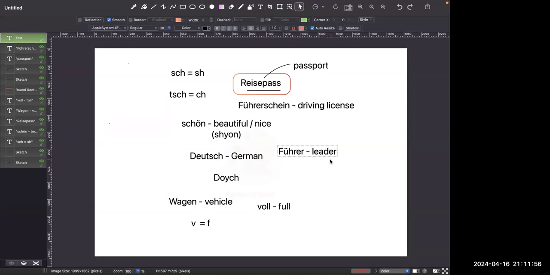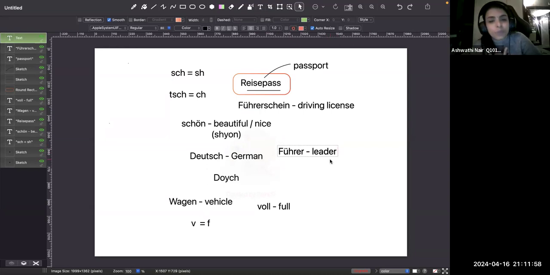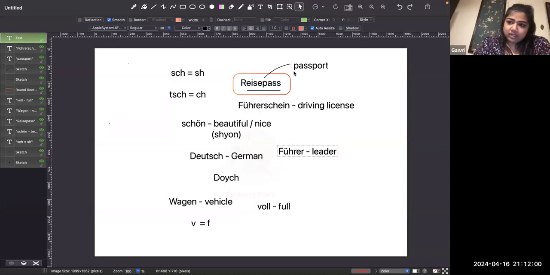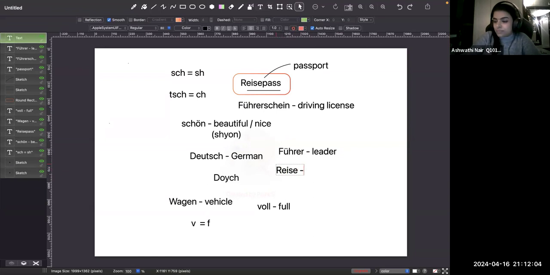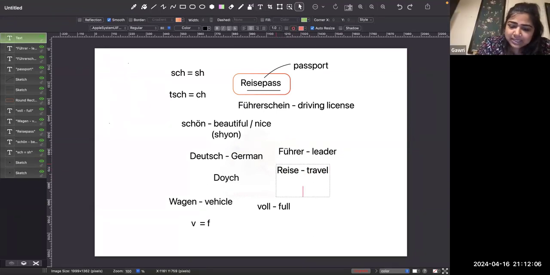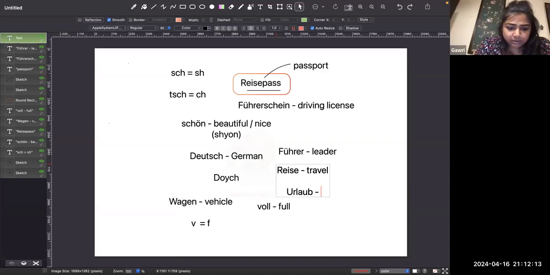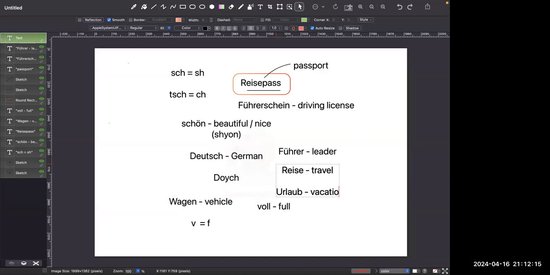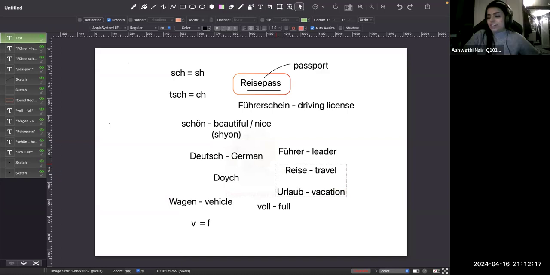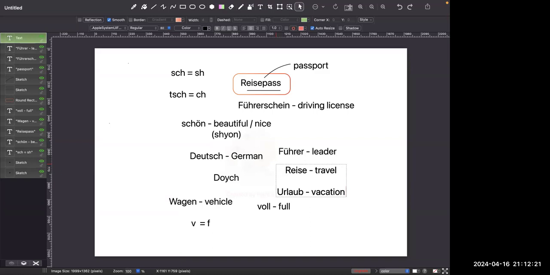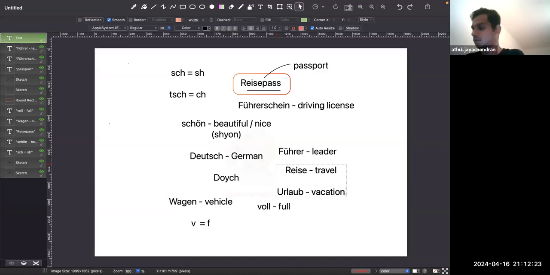But in this, Reisepass, alone Reise is travel. For vacation, the word is Urlaub. Urlaub. Genau.